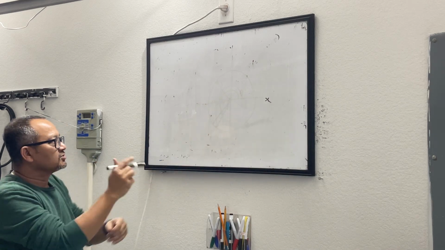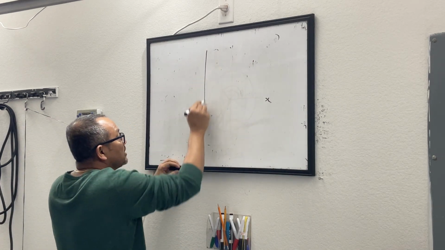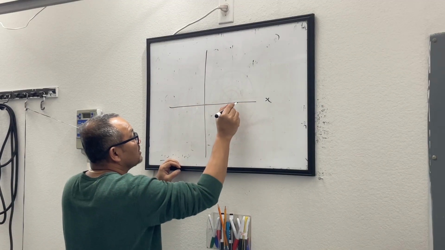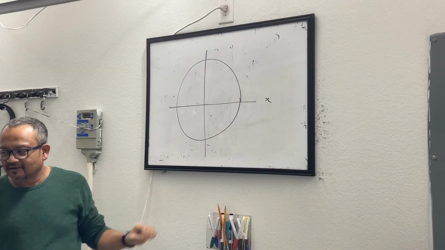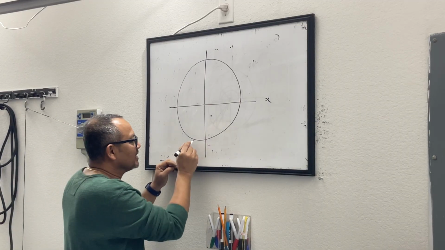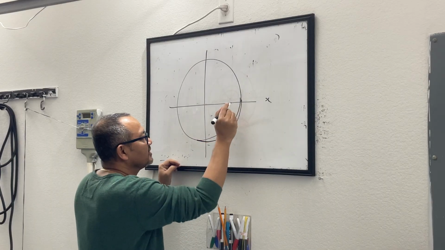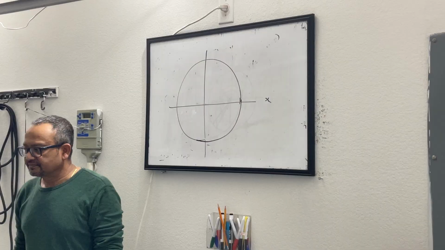And I have drawn so many circles by now that somehow I have gotten a little better with drawing circles. See, I bragged about it so much that this circle got distorted. But anyways, let's not worry about it. Okay, so this is a circle.